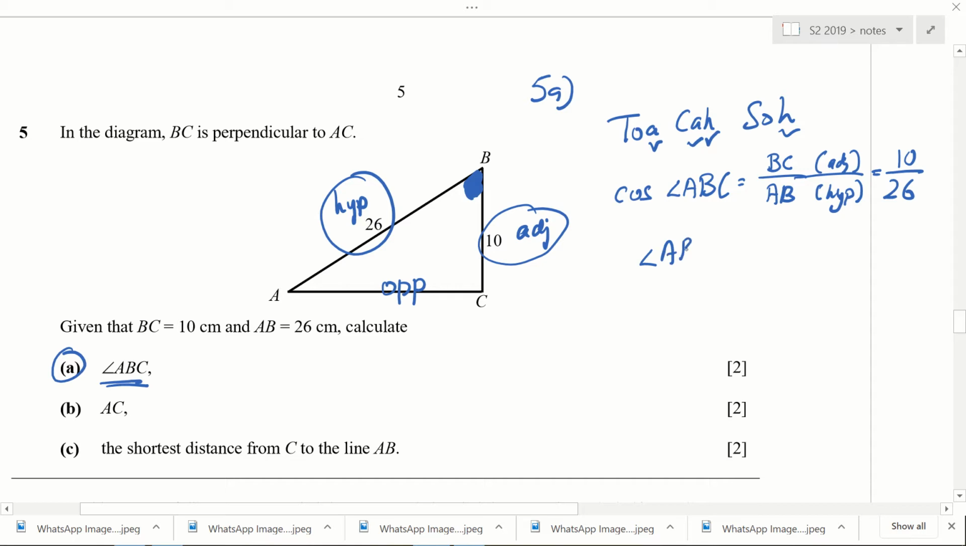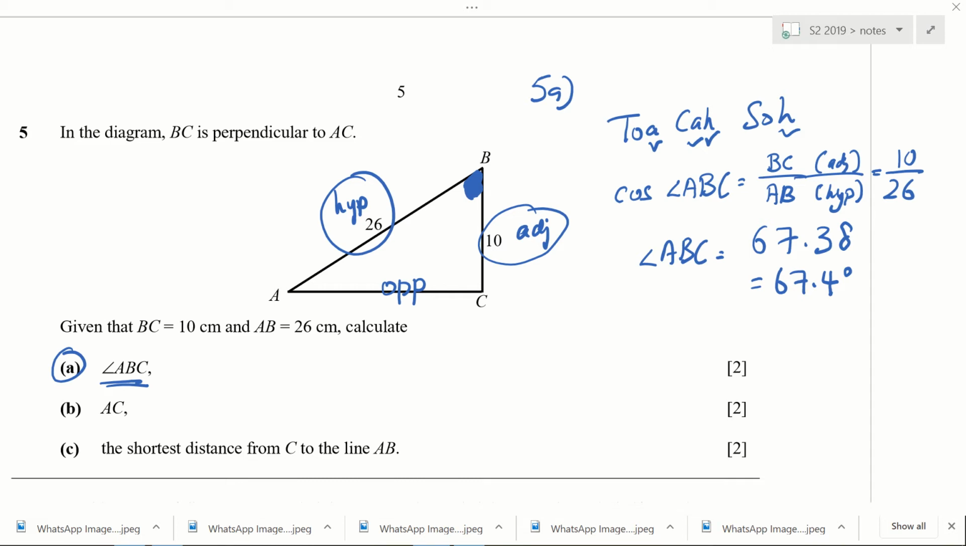My question is, if I want to find the angle, I don't want the cosine, what must I do to the cosine? Inverse. So can you press the calculator? 10 over 26. Then press cosine inverse. Do you get 67? Right. Always remember angle is in one decimal place. Kelly, okay? Wrong page.